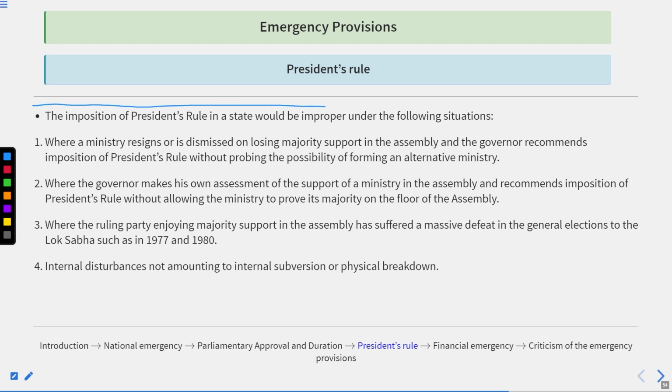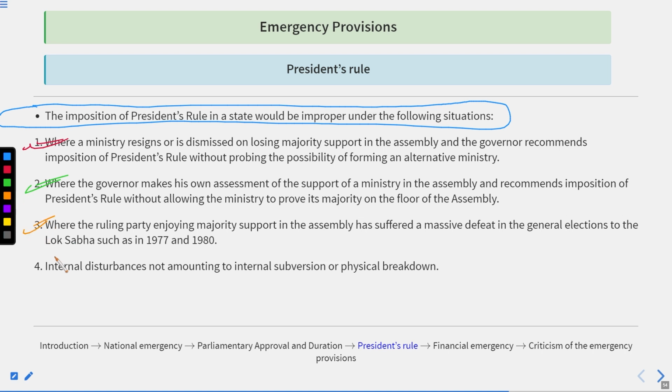Thereafter, the imposition of the President's rule in a state would be improper under the following situations. Where a ministry resigns or is dismissed on losing majority support in the assembly and the governor recommends imposition of President's rule without probing the possibility of forming an alternative ministry. Where the governor makes his own assessment of the support of a ministry in the assembly and recommends imposition of President's rule without allowing the ministry to prove its majority on the floor of the assembly.